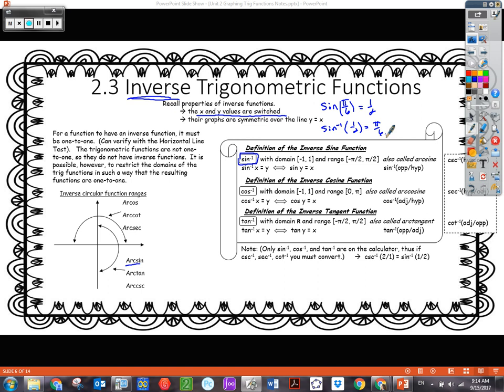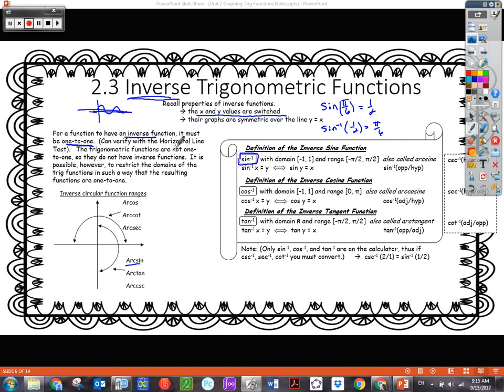Now it's a little bit more complicated than that, because functions, to have an inverse function, have to be 1-to-1. We can verify 1-to-1 with the horizontal line test. We are familiar with the vertical line test to test whether it's a function or not. We draw a vertical line and it can only touch once. Well, for 1-to-1, if we draw a horizontal line, do we only hit it once? And no. Sine and cosine would fail the horizontal line test.